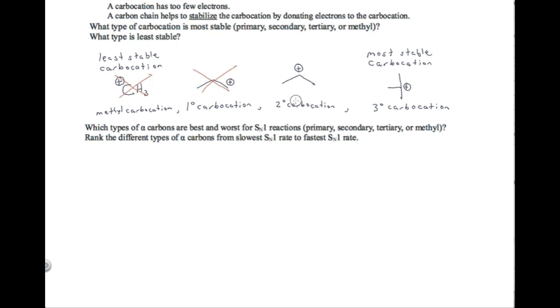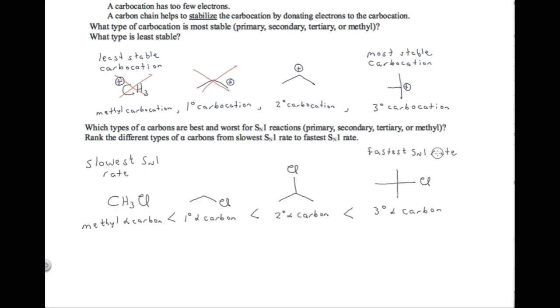Well, now we can answer. We know that the easiest type of carbocation to form is a tertiary carbocation. So if we're forming a tertiary carbocation, that would be the easiest rate-determining step, the easiest step one. It's easiest to form a tertiary carbocation because that's the most stable. It would be most difficult to form a methyl carbocation because that would be the least happy carbocation.